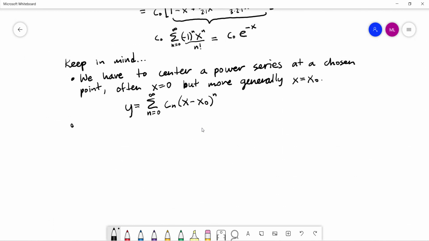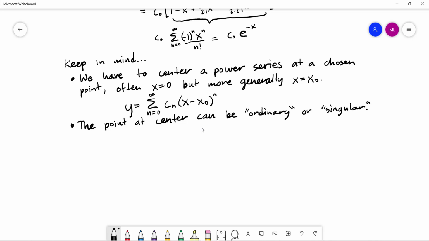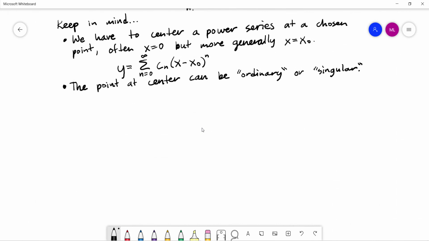This point that we're centering it at, so this point at the center, can be a couple of different things. It can be what we call ordinary, which is what it sounds like. It's just an ordinary point. Or it can be singular. And this is also a term you've hopefully heard in the context of a math class. Basically, ordinary is normal. Singular is essentially we're dividing by 0 somewhere at that point.